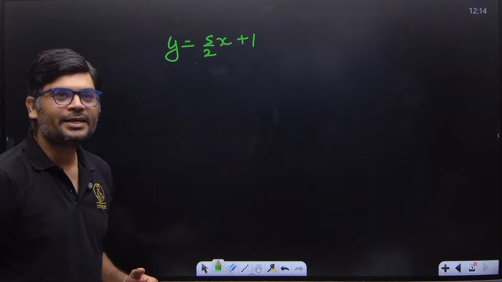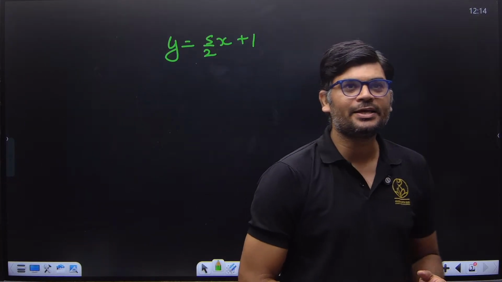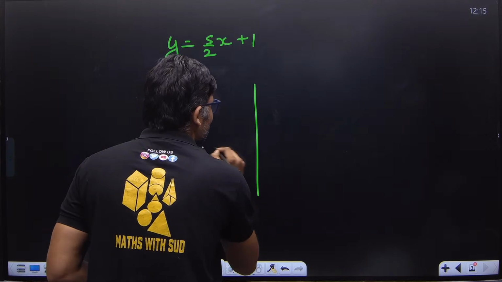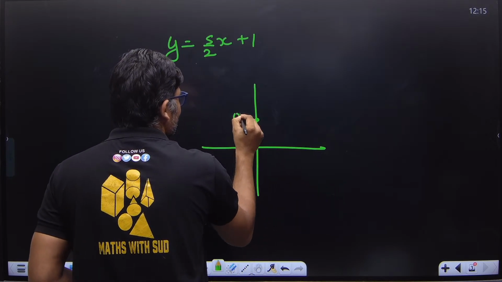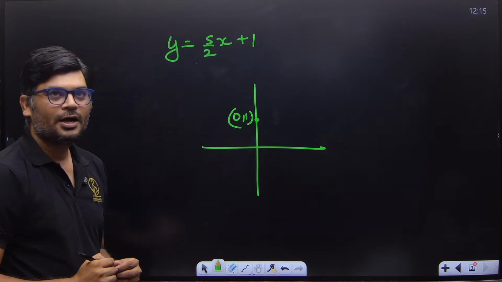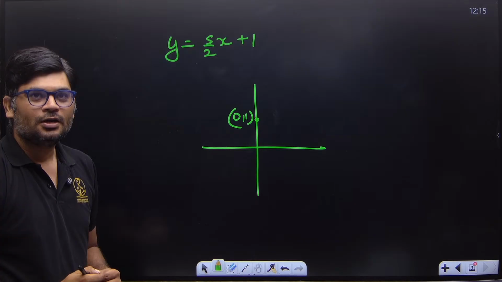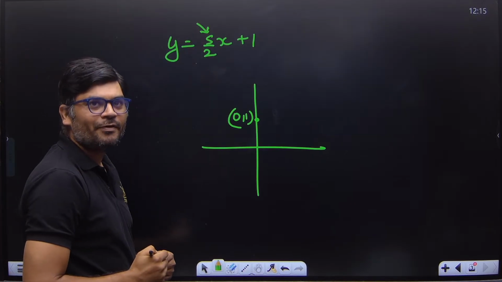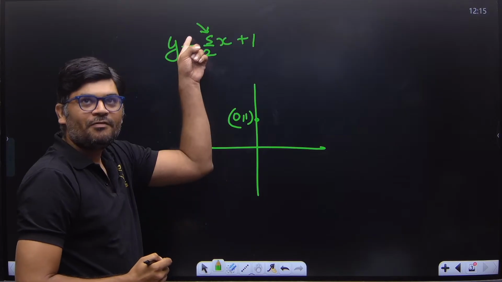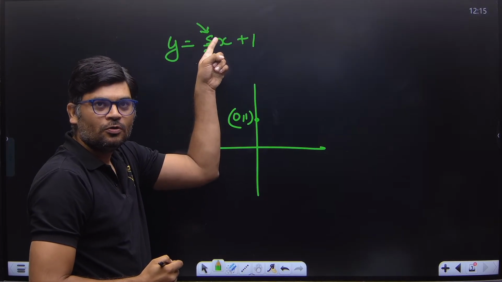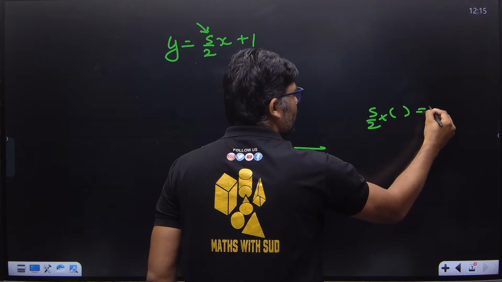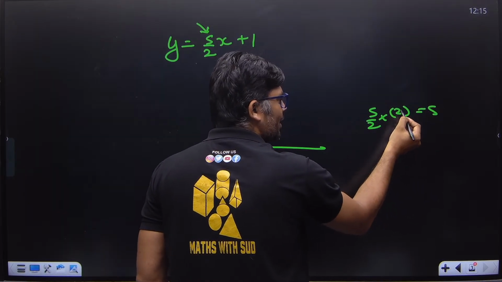Now, what is the parking charge? Can any of you tell me what the parking charge is? $1. So we will draw two lines and we will show the first point as 0, 1. Understood? Yes, sir. Now if I want to make this 5, at what value will this be 5? It will be 5 when x is 2. Yes. See, 5 by 2 times something is equal to 5. What is the value? That value is 2.